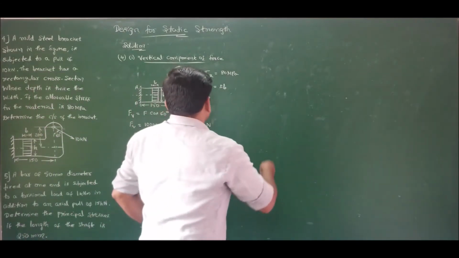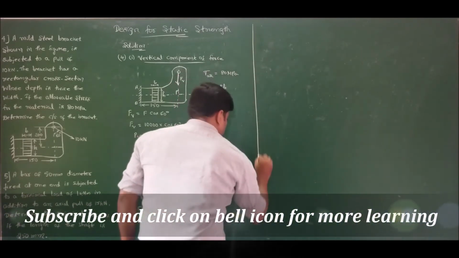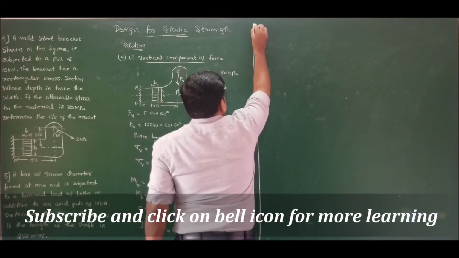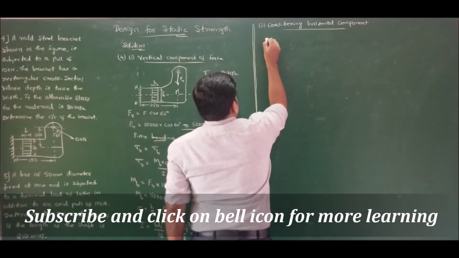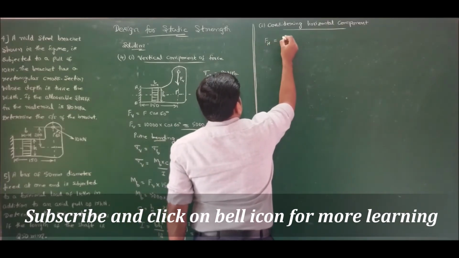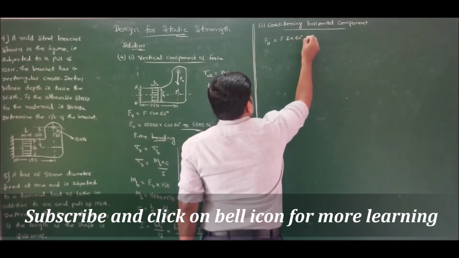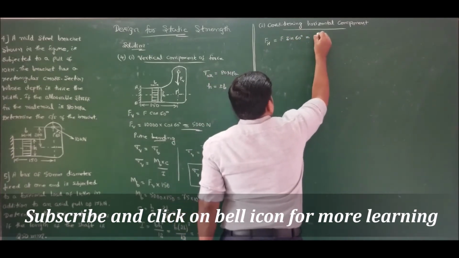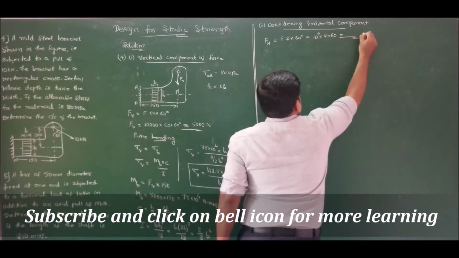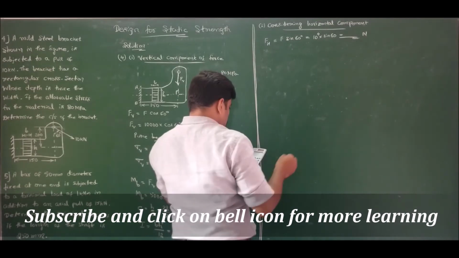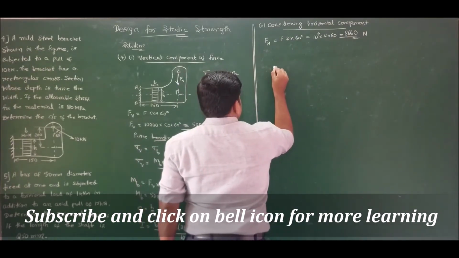Now let us consider the horizontal component. If we consider the horizontal component of force, Fh is equal to F sin 60 degrees, which is equal to 10 to the power of 4 into sin 60, which is equal to 8660 newtons. Now the problem will become like this.